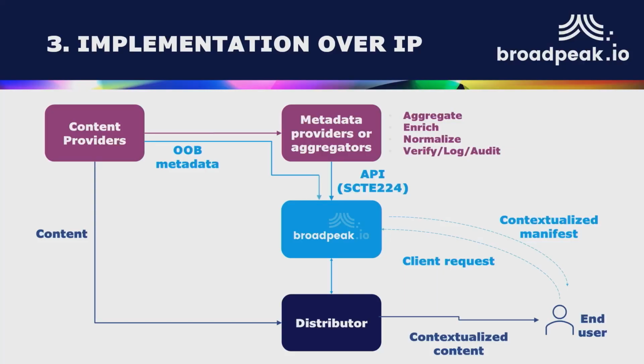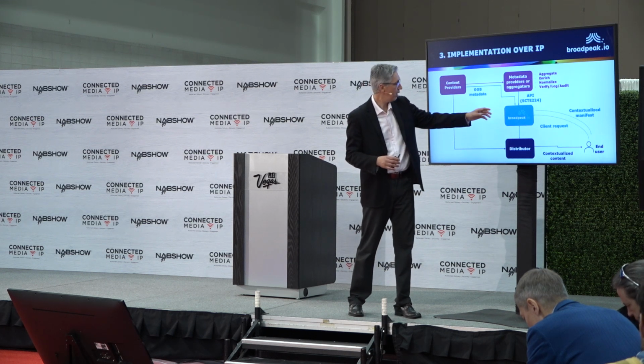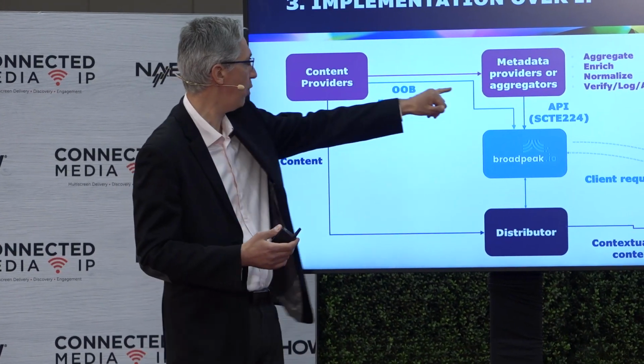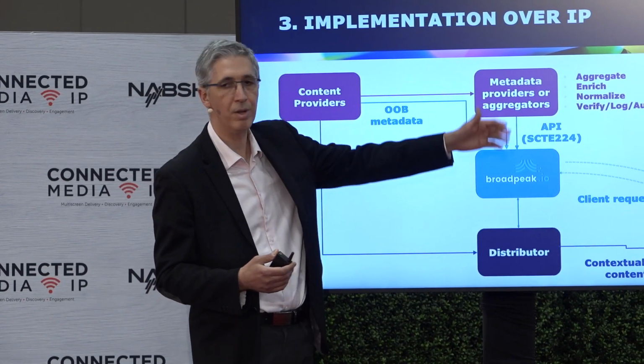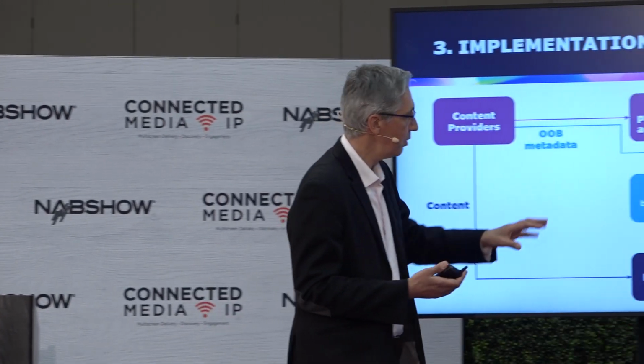Okay, so if we look at the big picture, this is a very simplified overview of how the ecosystem looks like. Let's say you have a content provider providing a linear channel to a distributor. So this could be an MVPD, could be an aggregator. The API SaaS platform that we're talking about here, the Broadpeak.io, sits in between. As you can see, we can get metadata directly from the content providers if they are in the right format. If not, we can work with partners that are going to normalize and adapt those metadata so that they can be leveraged. So this is on the back-end side.